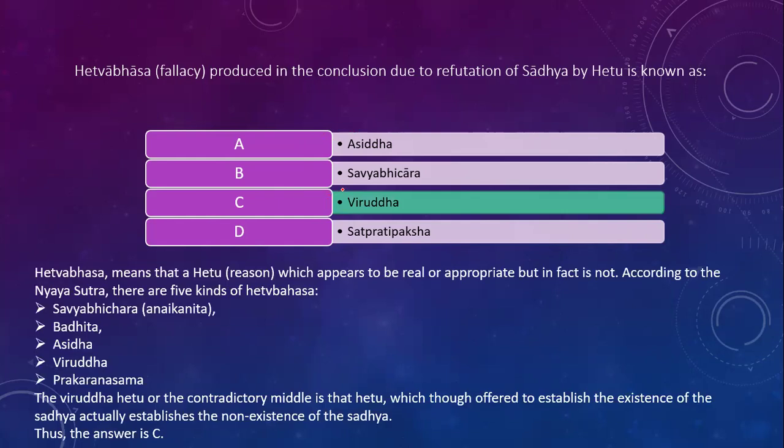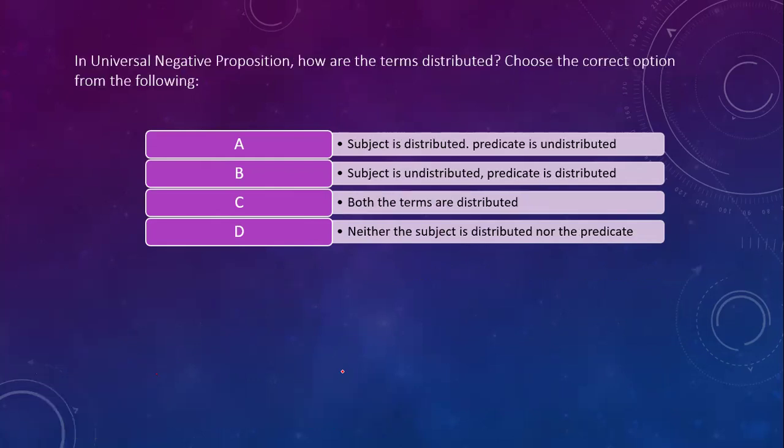Hetvabhasas means a hetu, a reason, which appears to be real or appropriate, but in fact is not. According to the Nyaya Sutra, there are five kinds of hetvabhasas: savyabhichara, viruddha, prakaranasama, sadhyasama, and kalatita. Viruddha, or contradictory middle, is the hetu which, though offered to establish the extension of the sadhya, actually establishes the non-extension of the sadhya. So contradiction, option C, viruddha.